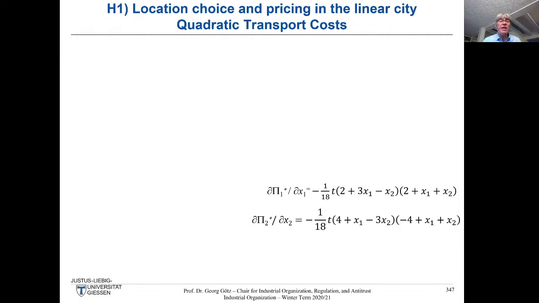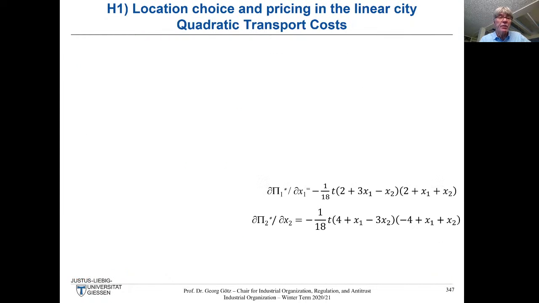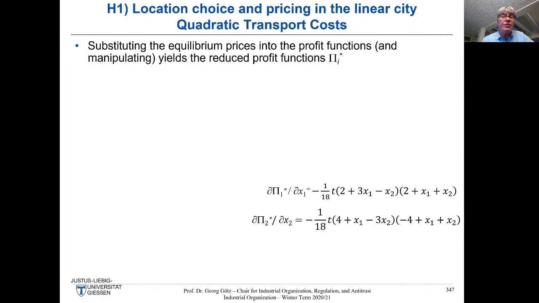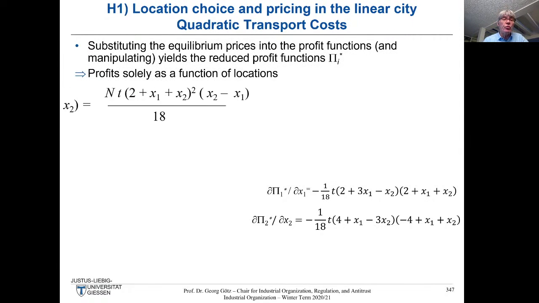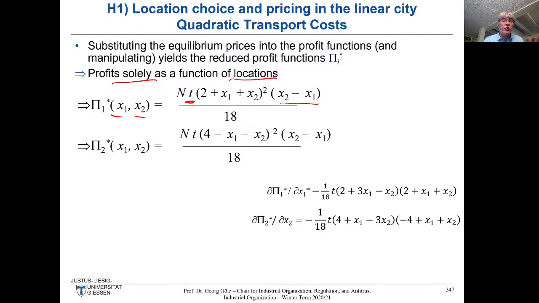Now, what we do next is derive the equilibrium of the second stage, the solution of the second stage price game. Then we substitute that into the profit function and get the so-called reduced profit function, that is, profit solely as a function of the locations, now only X1 and X2. Again, we see immediately that if X2 is equal to X1, profits are 0. If transport costs are 0, profits are 0. So both transport costs and horizontal product differentiation are important.